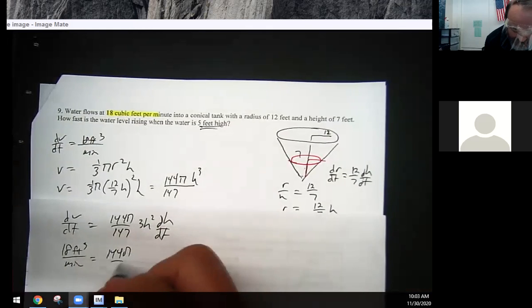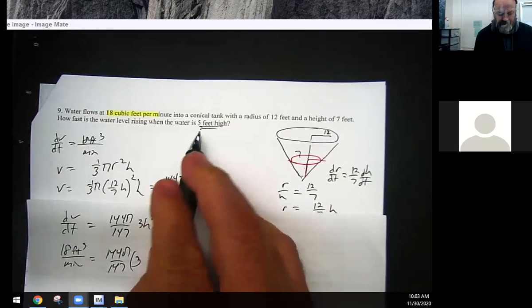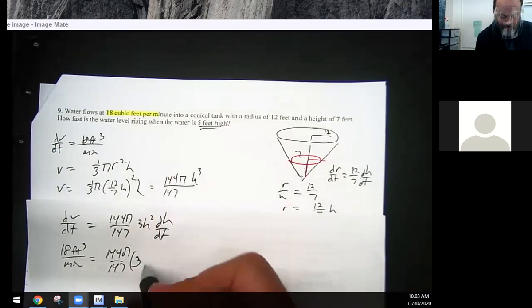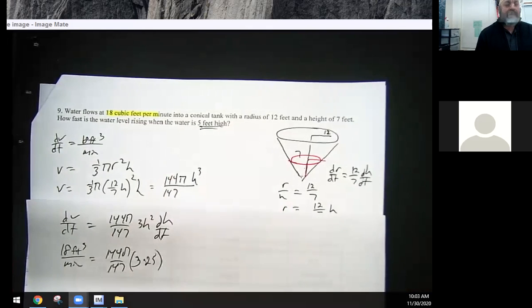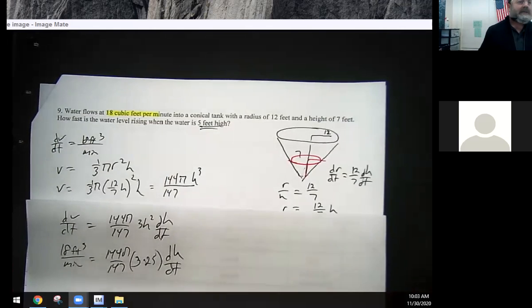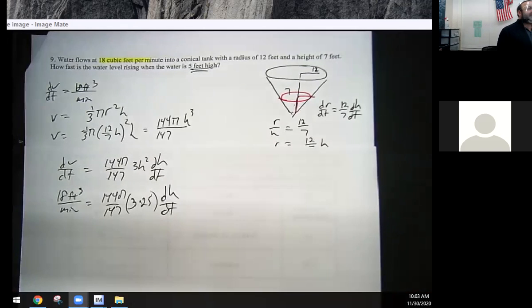All of this stuff is a big fat constant. They said when the thing is 5 feet high, so that's going to be 3 times 5 squared. And then last but not least, dh dt, and that is exactly the thing that we wanted to find out, right? So that looks like we're pretty much done with everything except for basic math, right? We just have to do a little bit of division and we're good to go.